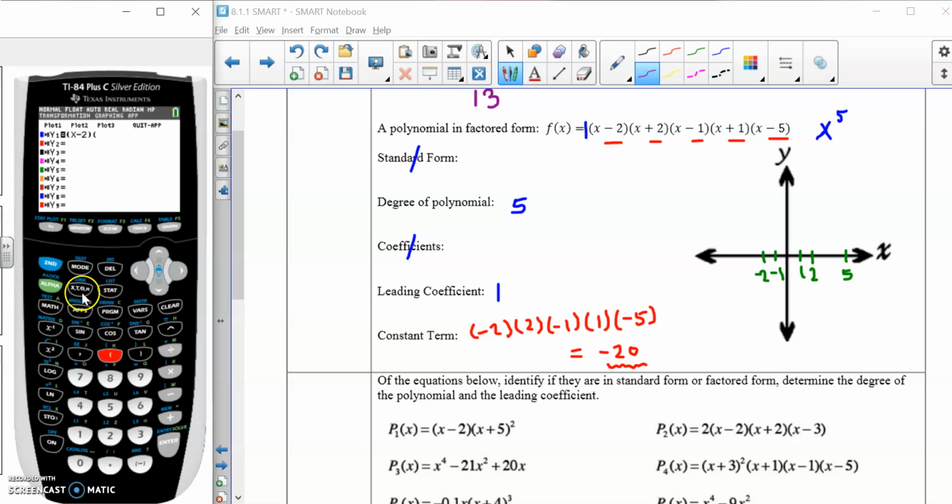Do not miss any parentheses. I made that mistake a couple of times today. X plus 1.